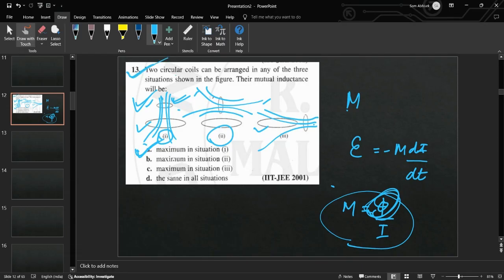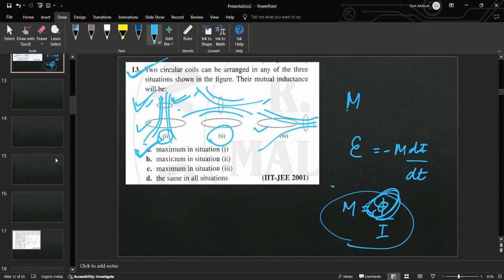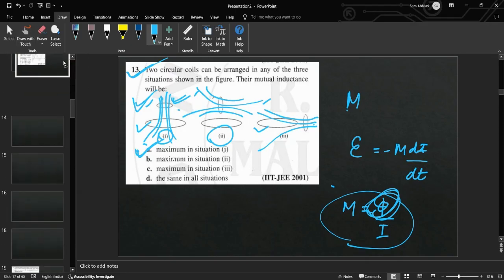This is question number 13. Easy questions. We haven't gone to advanced yet.